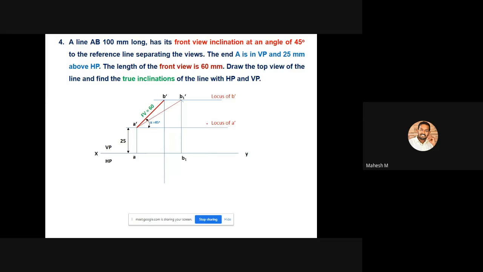Okay, and also you can mention this point as B1. So B1 dash is straight opposite, the one coming down is B1. Okay, so now you can measure this length. Now you can measure the length between A and B1 with your compass.